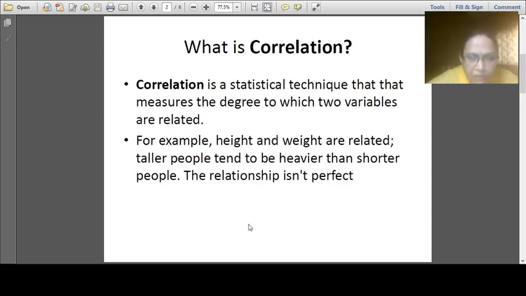Another example is quoted on the slide. Height and weight are related. Taller people tend to be heavier than shorter people. This is my assumption. If height is one column and weight is another column, how much are they related to each other? Suppose I want to find out the relationship between these two attributes. It means I am talking about correlation.